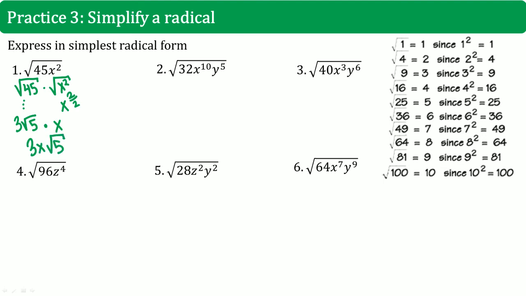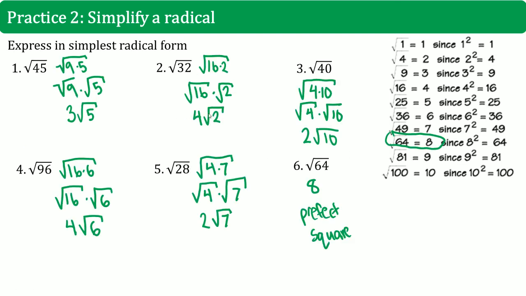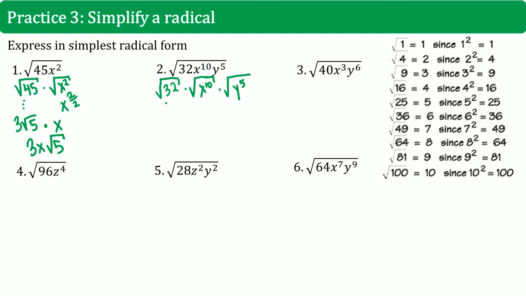Here, split it apart. So it is radical 32 times radical x to the 10 times radical y to the 5. So we already know what radical 32 is. Radical 32 is 4 square root 2. So this is 4 square root 2.